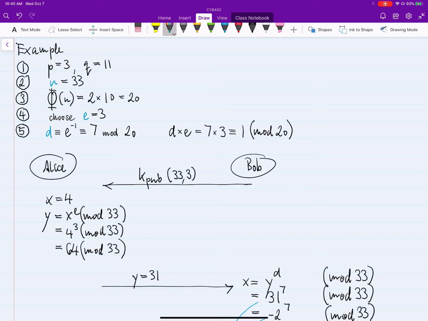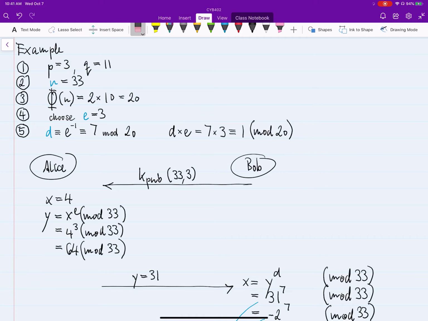So now that we have E, and E is relatively prime to phi of n, we can actually compute D, which is the inverse of E. And here in this case, the inverse of 3 mod 33, mod 20, sorry, is 7. So we can check that. We can say, okay, D times E, which is 3 times 7, is congruent to 1 modulo 20, which is the case, as you can see here. 7 times 3 is 21, modulo 20 is 1.